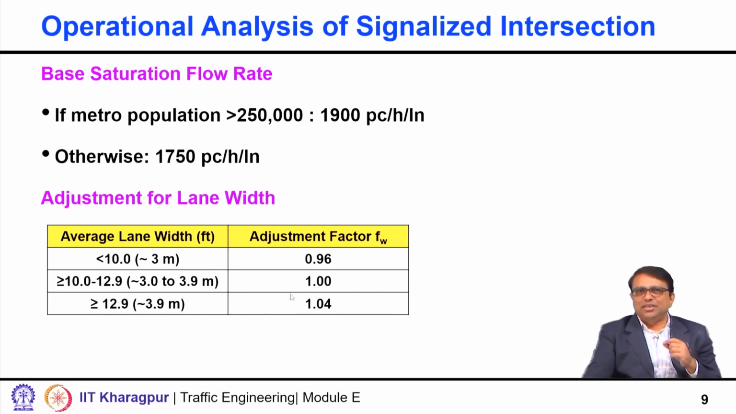Then this is the lane adjustment factor. It was actually given in feet, but we have also mentioned here in meter, equivalent meter or approximate meter. So, if the lane width is in the range of 3 to 3.9 meter approximately, then it is 1. If it is lesser then 0.96, and greater is 1.04.